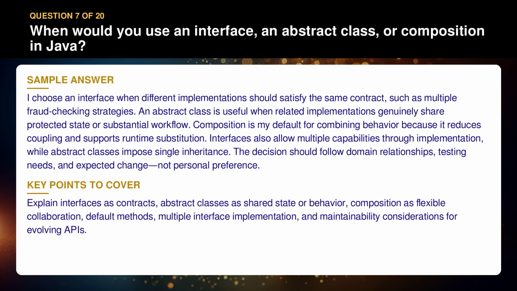Explain interfaces as contracts, abstract classes as shared state or behavior, composition as flexible collaboration, default methods, multiple interface implementation, and maintainability considerations for evolving APIs.